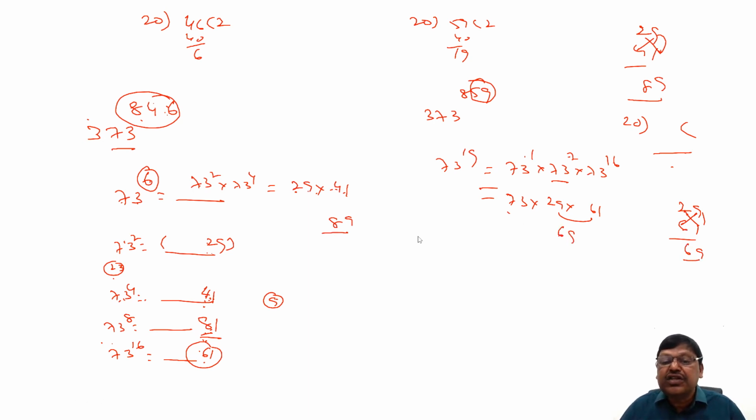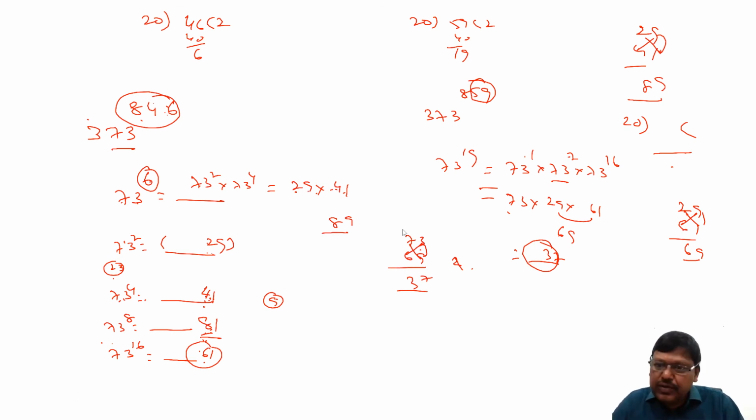Now 73 into 69, again multiply. 9 threes are 27, 9 sevens are 63, 6 threes are 18, 63 plus 18, 81 plus 2, 83. So 37. So my answer is 37. Like that we can always find for any power. This is how we find last two digits. So thank you.